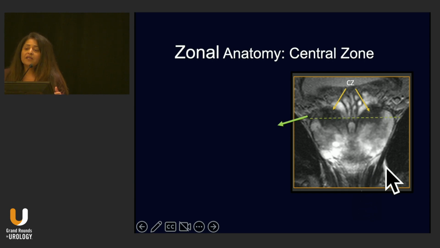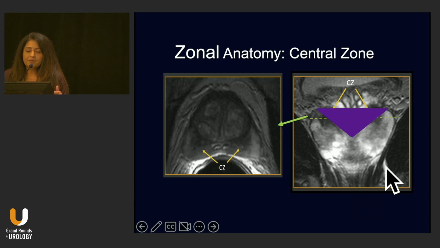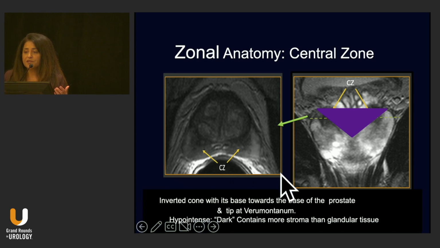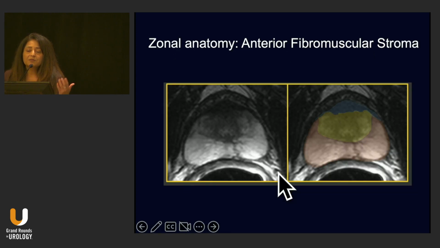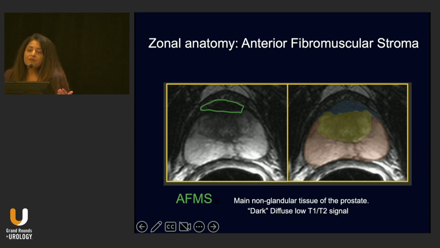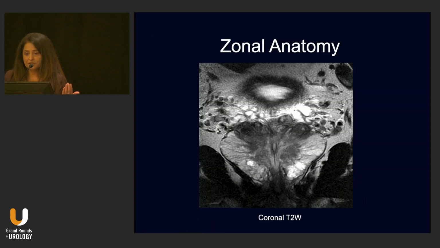Let's look at the coronal. Central zone, dark areas at the base. And that's problematic because a lot of trainees, when they're starting out, start calling everything cancer because cancer is dark in the peripheral zone, but so is central zone, right? Because of the large amount of stromal, the less glandular tissue there. And then we've got the anterior fibromuscular stroma anteriorly, which is all dark, which also can be problematic starting out.